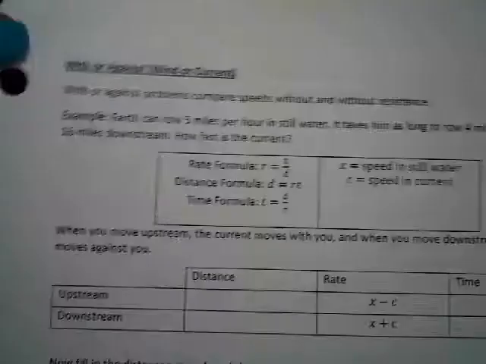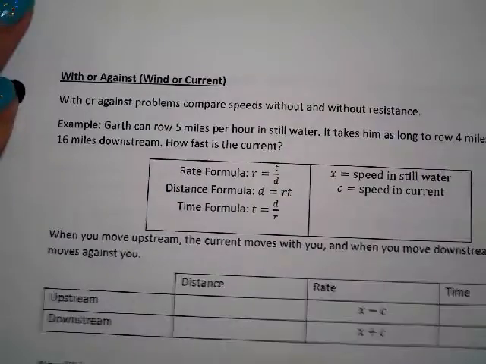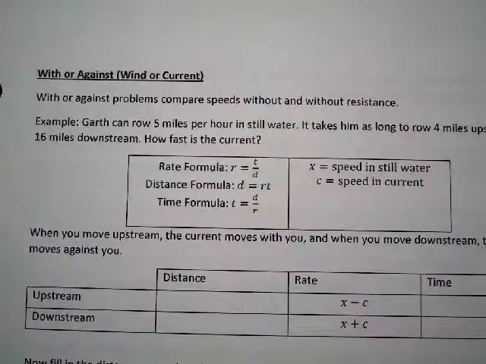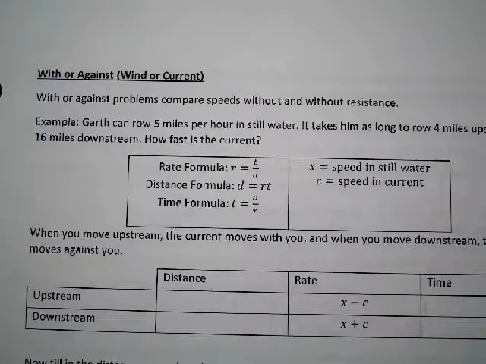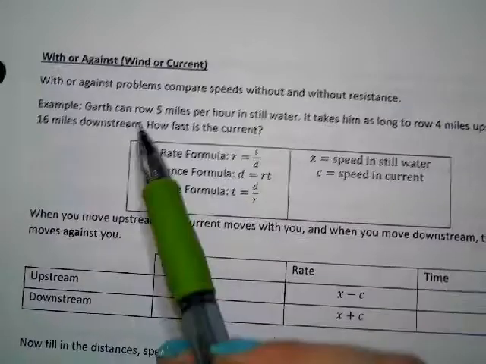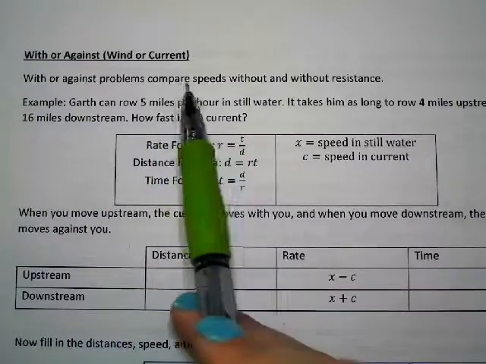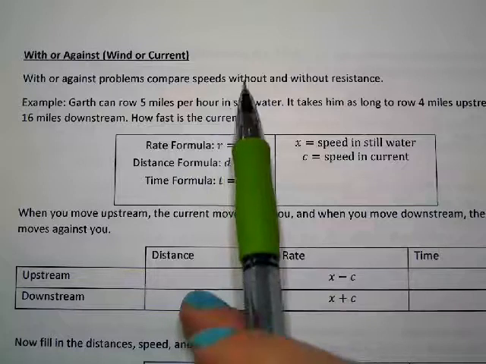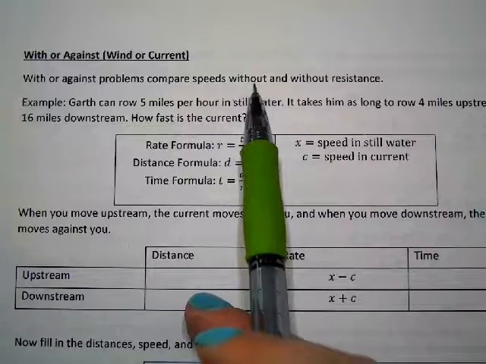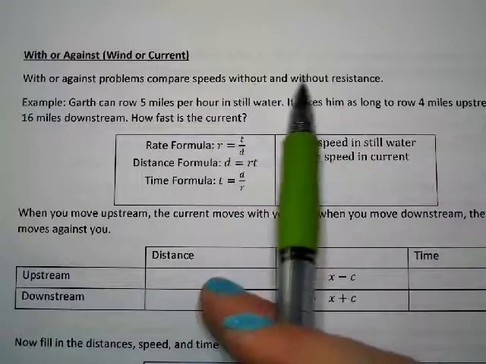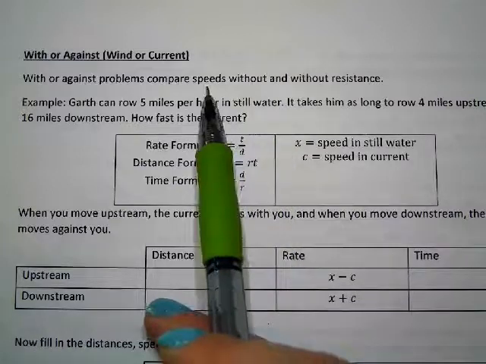And then the last type of problem, we're also going to make sure to practice. These are what we're going to call with or against problems, with or against the wind, with or against the current if we're talking about water. So the example we're doing here compares speeds when you're moving with and without resistance.